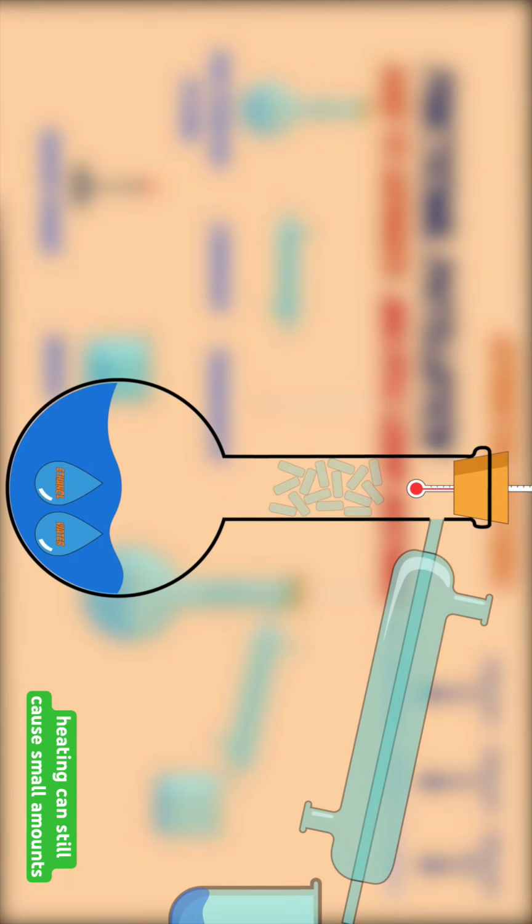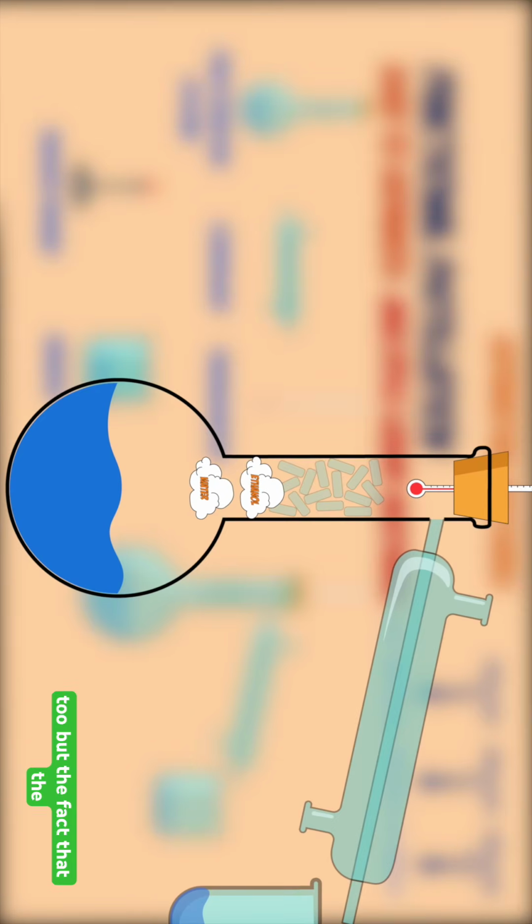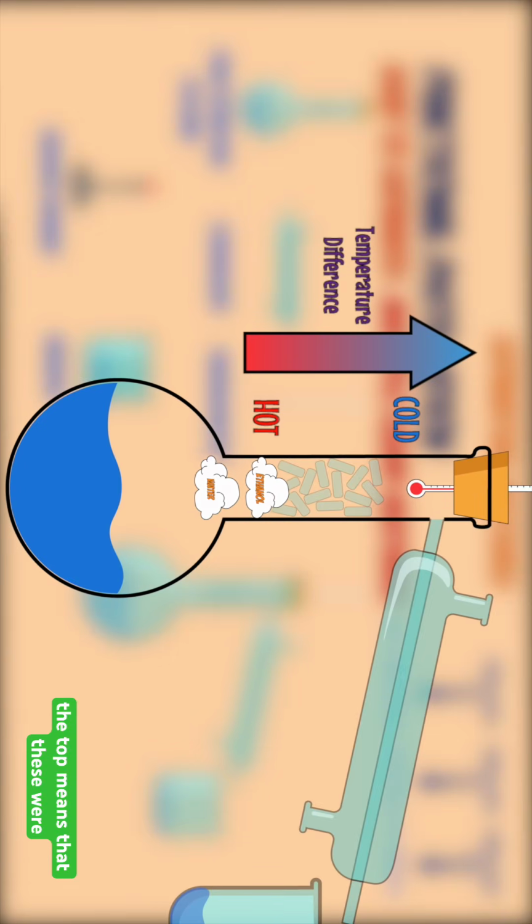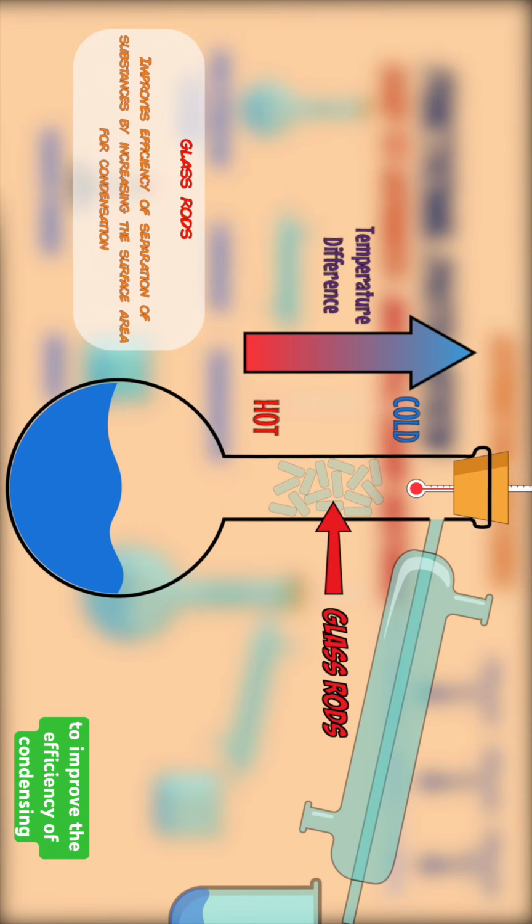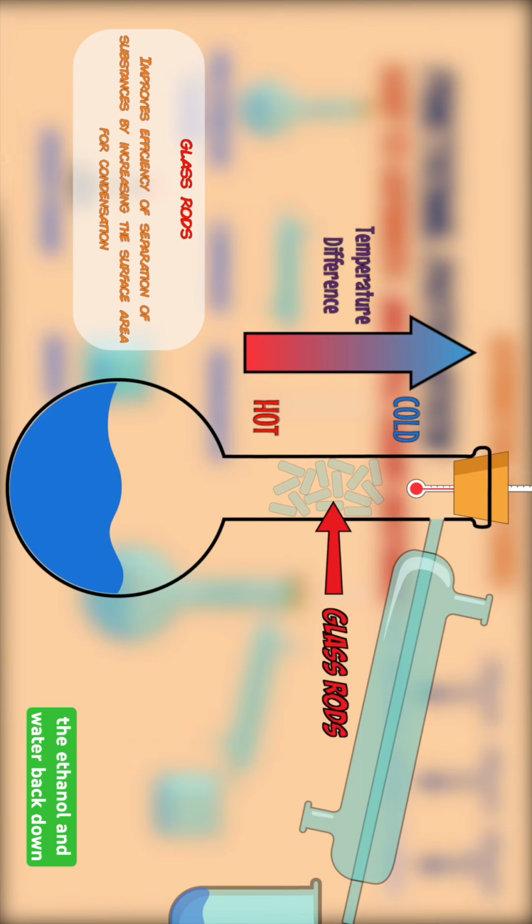Sometimes the heating can still cause small amounts of water and ethanol to evaporate too. But the fact that the fractionating column is slightly cooler at the top means that these would condense back into the boiling flask and not get separated out. The glass rods are just there to improve the efficiency of condensing the ethanol and water back down into the flask so it's not separated out.